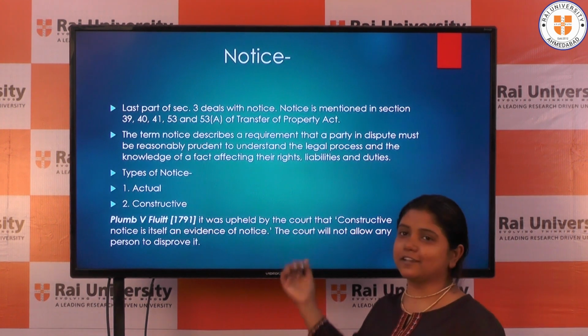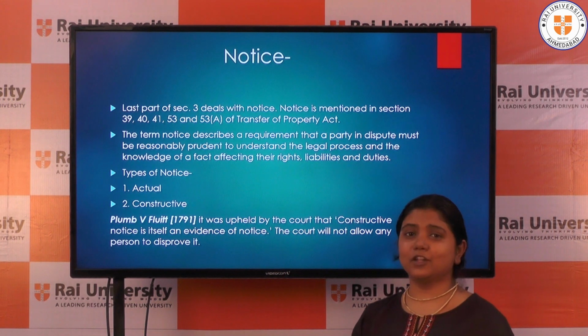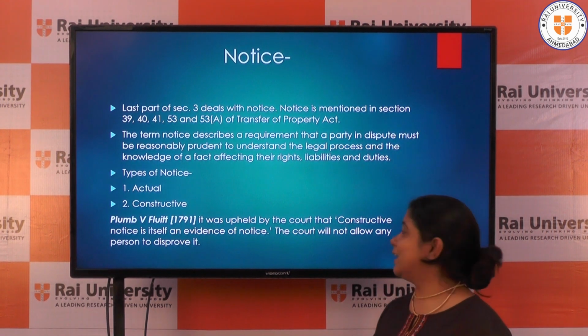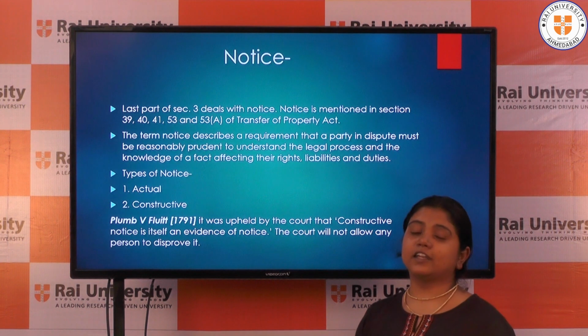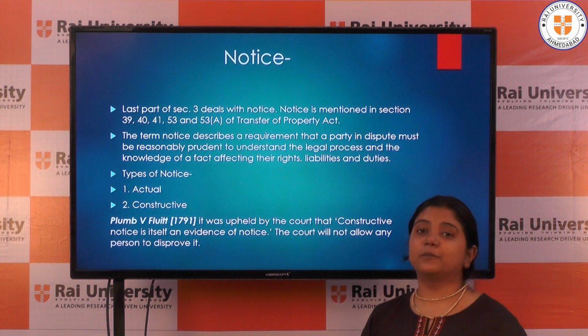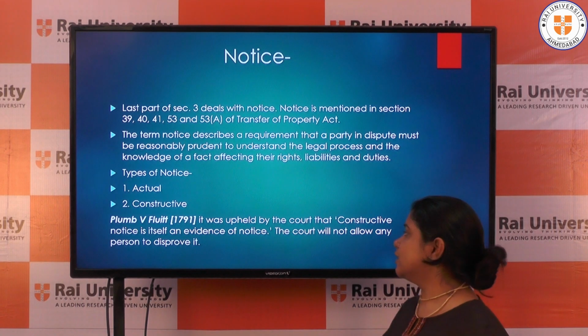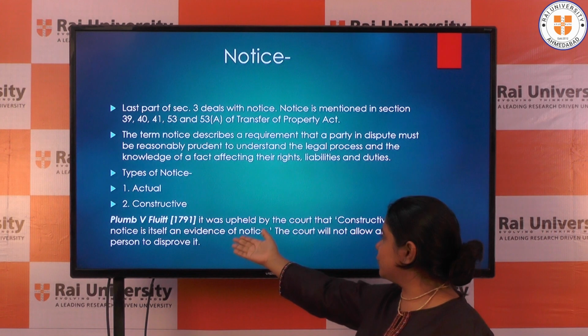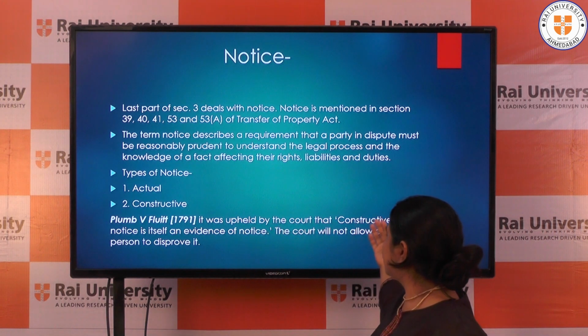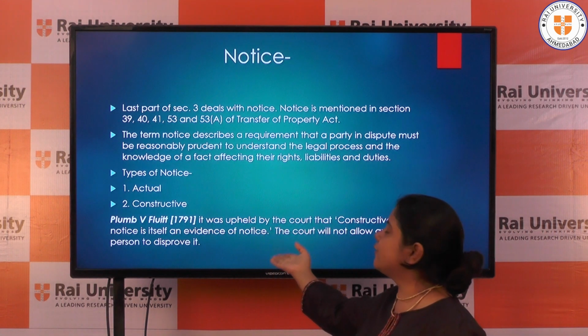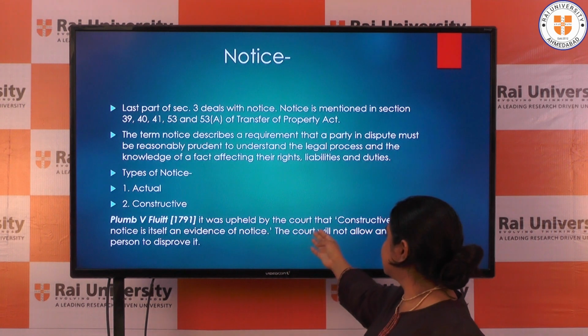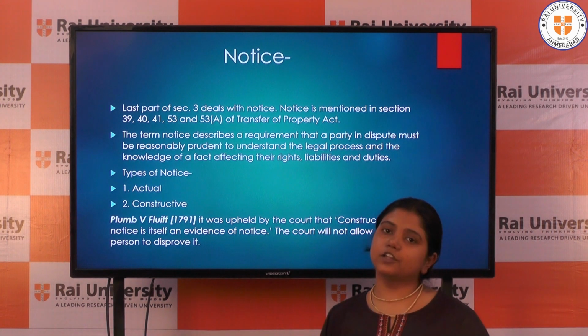So the court basically infers that there is a notice and the court presumes that the person is actually notified and they are not allowed to disprove it. Basically, in the case of Plump versus Fluid, it was held by the court that the constructive notice itself is an evidence of notice. There the court will not allow the person to disprove it.